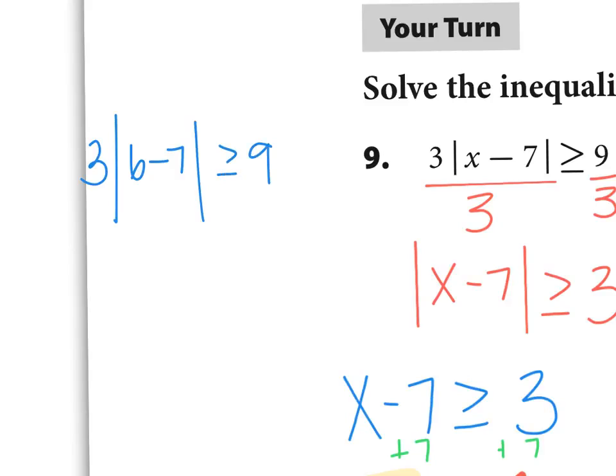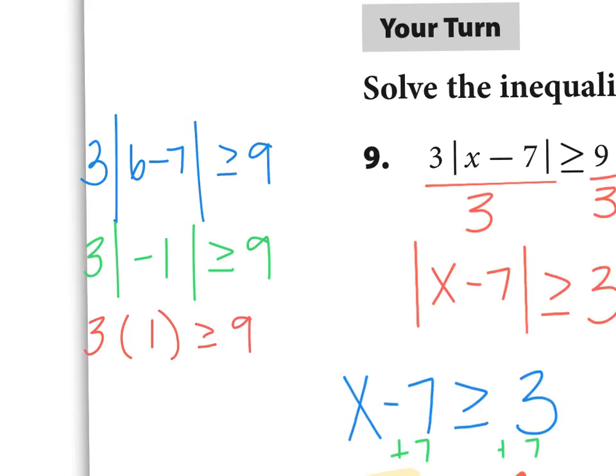So if we work this out algebraically, what is 6 minus 7? Negative 1. So I really have 3 times the absolute value of negative 1 is greater than or equal to 9. What's the absolute value of negative 1? Positive 1. So just 3 times positive 1 is greater than or equal to 9. What is 3 times positive 1? 3. Is 3 greater than or equal to 9?